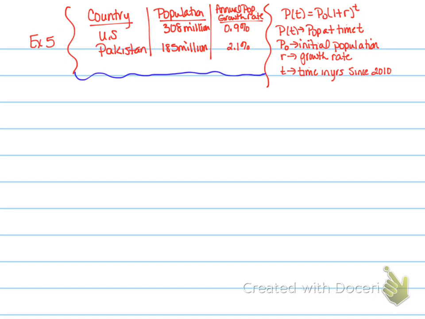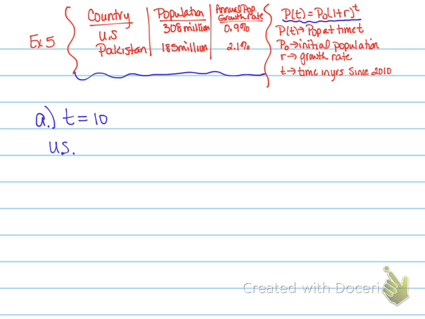P of t is equal to P sub 0 times 1 plus r raised to the t, which is what I have written right there. It says where P of t is going to be our population at time t, P sub 0 is the initial population, r is your growth rate, and t is the time in years since 2010. Assume that the growth rate for each country stays the same. Alright, A tells us to estimate the population of each country in 2020. Well, in 2020, that means that t is going to be 10 years because it's 10 years past 2010.